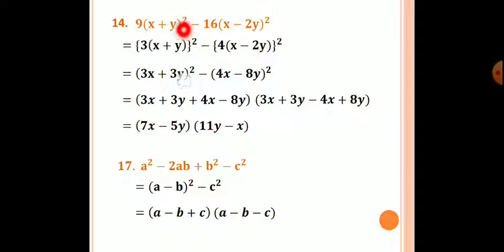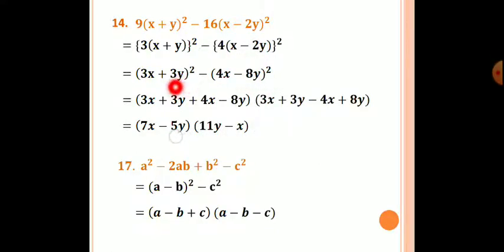(9x plus y) whole square minus (16x minus 2y) whole square. So we can also write it as, 9 is the square of 3, we can write it as 3 into (x plus y) then whole square minus, 16 is also a square number, so we can also write it as (4x minus 2y) whole square. Now let us multiply this 3 with the term x plus y. So we'll have (3x plus 3y) whole square minus, multiply this 4 with x minus 2y, that is 4x minus 4 into 2y is 8y, whole square.